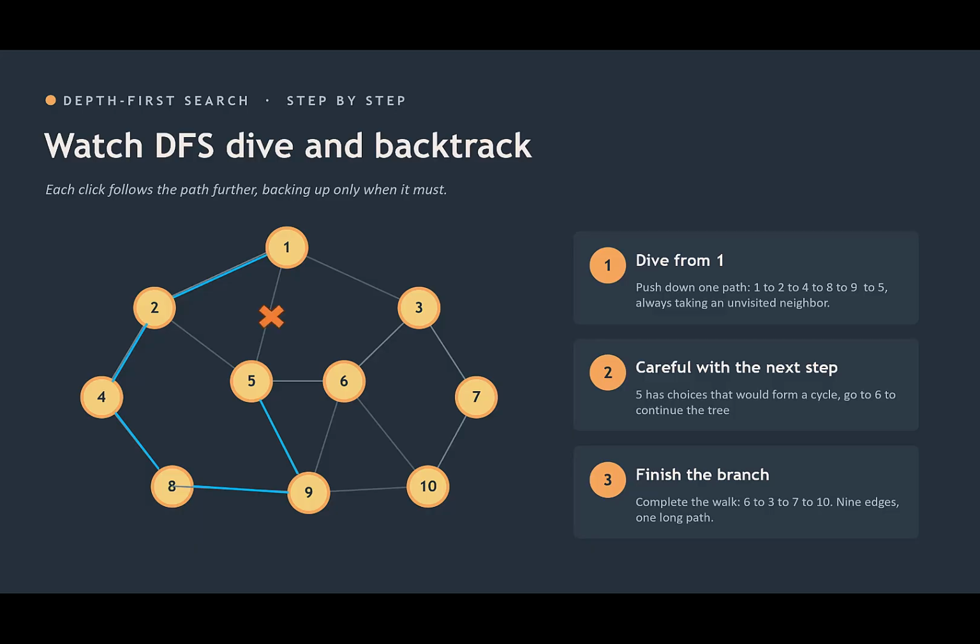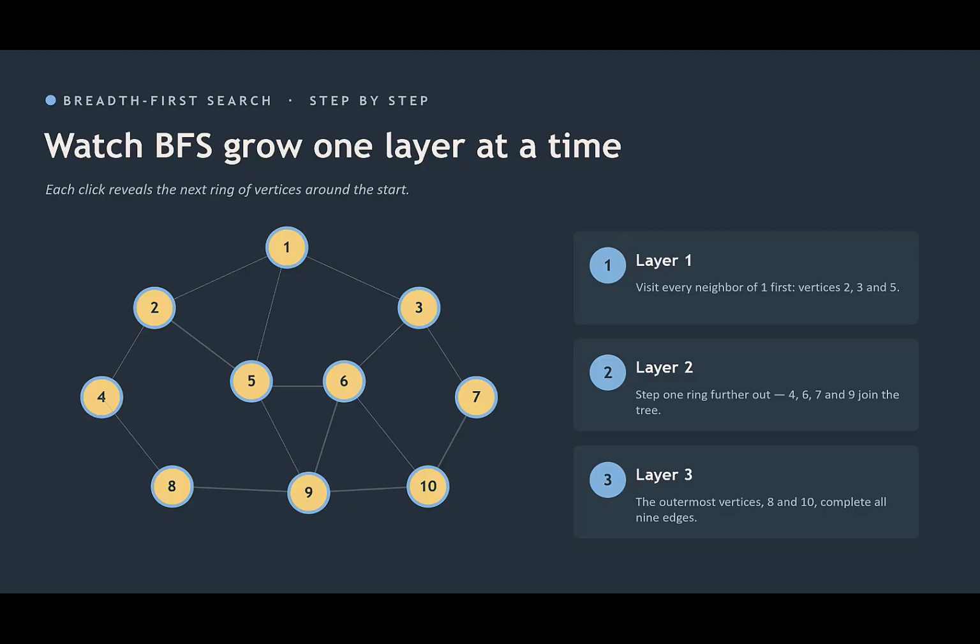At 5, we can't go to 1 because that creates a cycle. The same thing would happen if we tried to go to 2. That says we have to move over to 6. From 6, we want to go to 3, which will lead us to 7, and then let us finish at 10. This time we have one long path through all of the vertices and we didn't have to back up at any point. Now let's use BFS for the same graph.